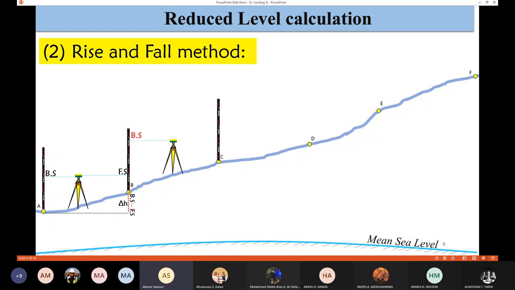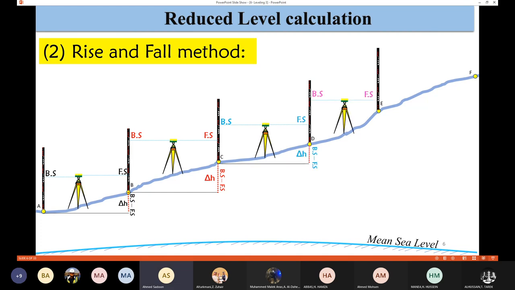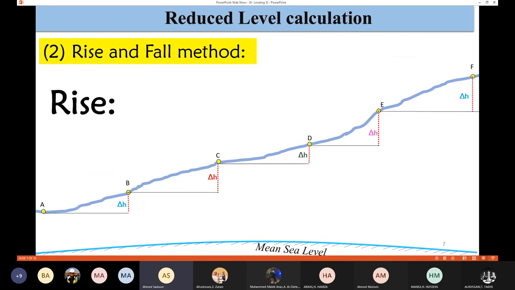Also, I can put the instrument between points B and C, and I can determine the difference between points C and B. The difference between points C and B is going to be the backsight minus the foresight, and so on. By this, I will be able to determine the difference between two consecutive points. I can do this here, and also I can do it there. Now, I know the level of point A. This one represents the benchmark, because in order to start the leveling process, I need to have a benchmark. So the reduced level of point A is known.